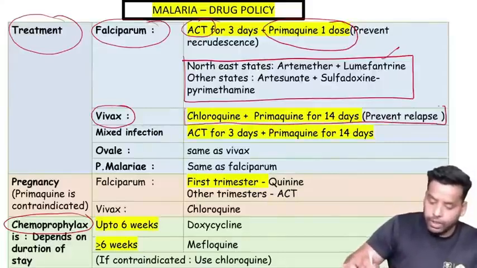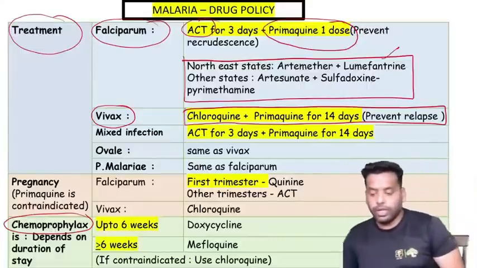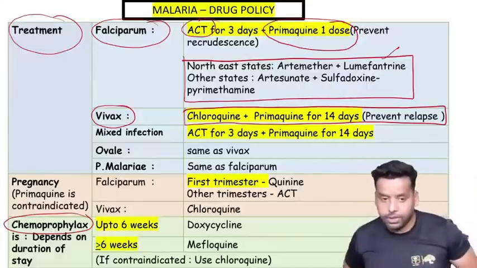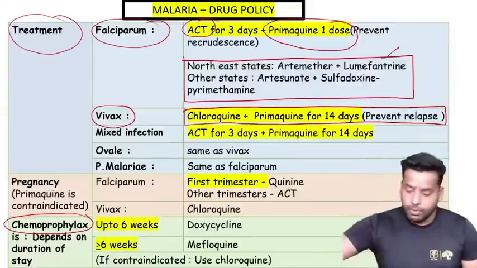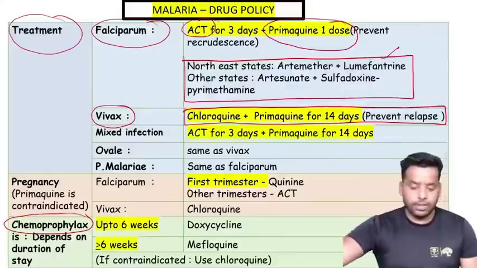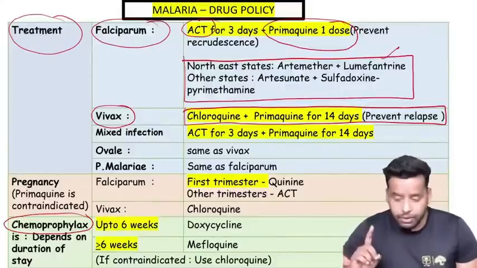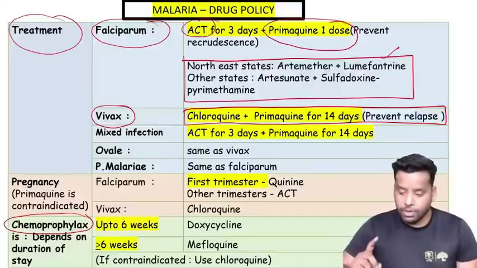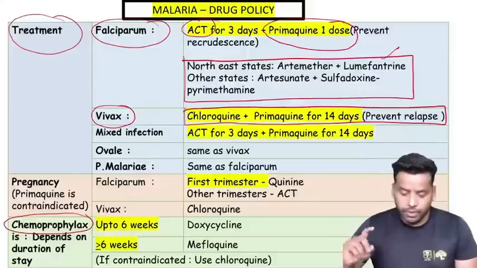Vivax we use chloroquine for 3 days. Primaquine for 14 days. What is the role of primaquine 14 days in Vivax? To reduce relapse. Radical cure, hypnozoids. Very good. Liver. Yes, correct.